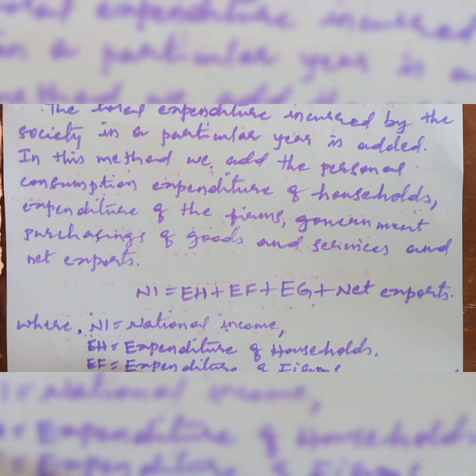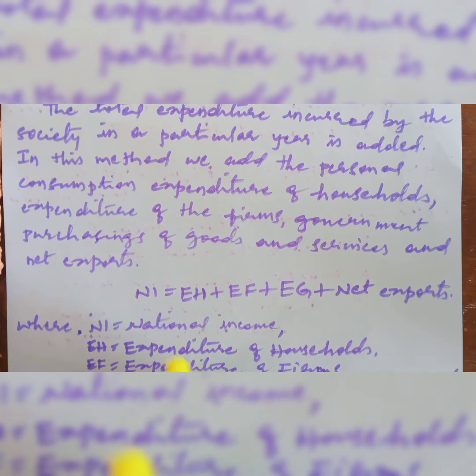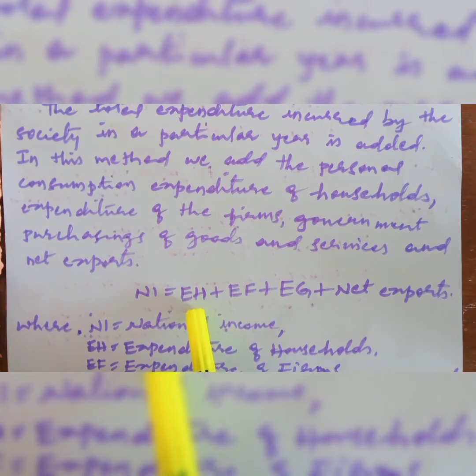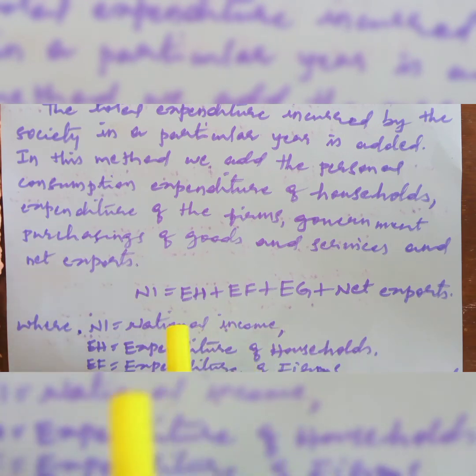The third method also has a formula. By applying that formula, we calculate the national income. NI is equal to EH plus EF plus EG plus net exports, where NI is equal to national income, EH is equal to expenditure of households, EF is equal to expenditure of firms, EG is equal to expenditure of government, plus net exports. These all will be calculated: expenditure of households, expenditure of firms, expenditure of government, net exports. These all will be added.